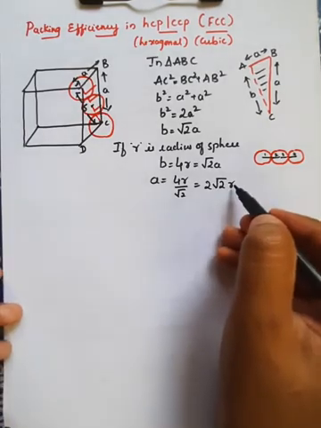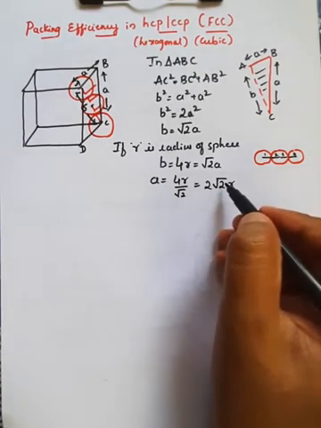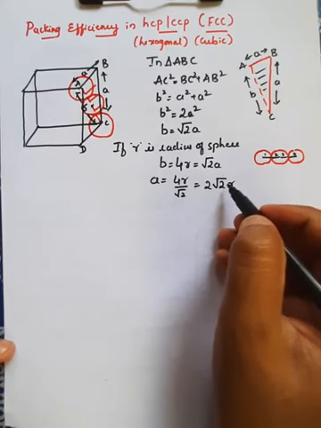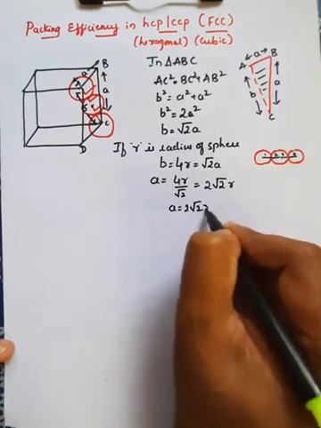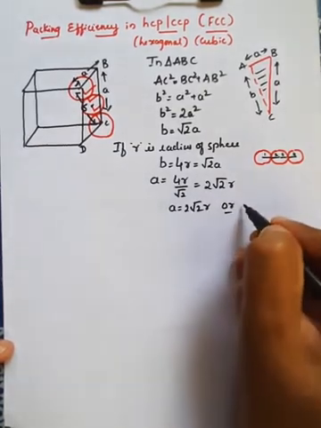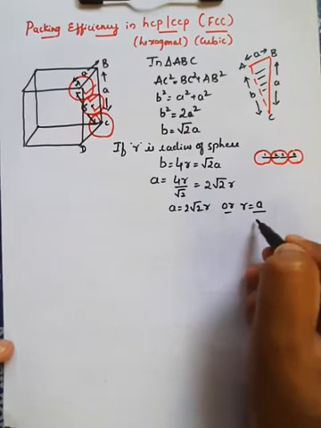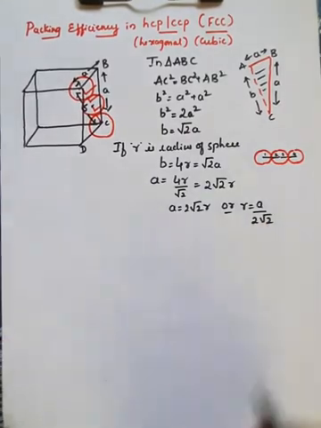If I take r here and convert this into the denominator, a is equal to 2 into root 2 into r, or I can write it as r is equal to a divided by 2 root 2. That is the radius we have calculated: the overall radius r is equal to a divided by 2 into root 2, right?